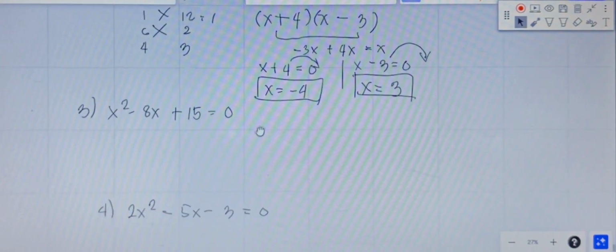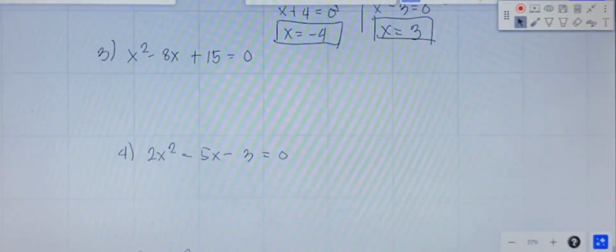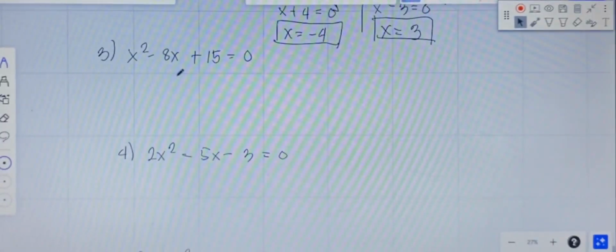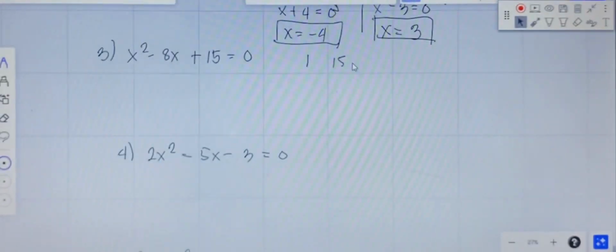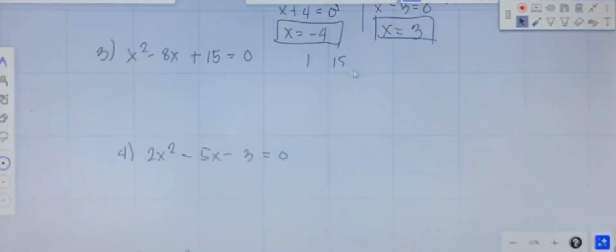Now let's proceed to number 3. X squared minus 8x plus 15. So the numbers that we can multiply to get 15, the options are 1 and 15. But in this case, we cannot get an 8. We can get an 8 if you add 16, if you subtract, that's 14.